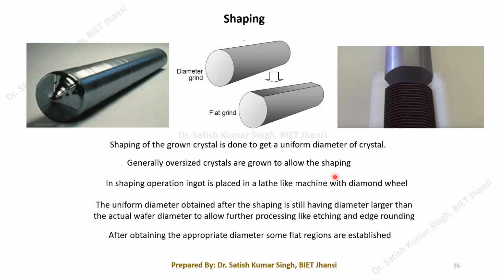Now after doing the grinding process to make it uniform, we need to cut the flats. And even after that, we have to do certain operations that will further reduce the diameter of this particular ingot. So that we have to remember. Now we have to look at what is the necessity of this flat. That we have to see.